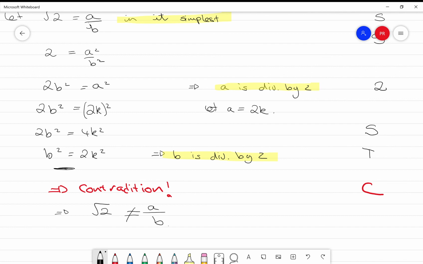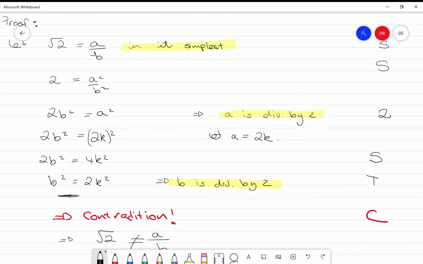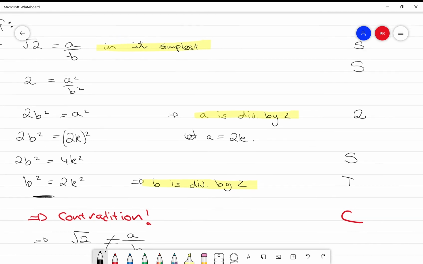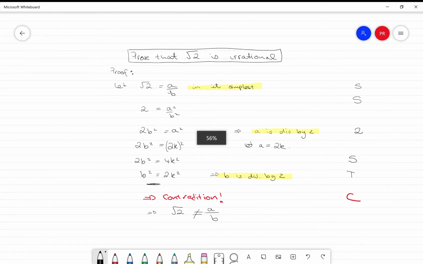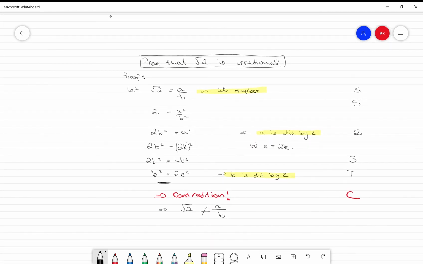This is typically a 10 to 15 mark question, and if you do it exactly like that, you will get the 10 to 15 marks. The reason I've put this SS2 STC is that it can be helpful just to learn that. If you learn SS2 STC, it can help you to remember how to do the proof.